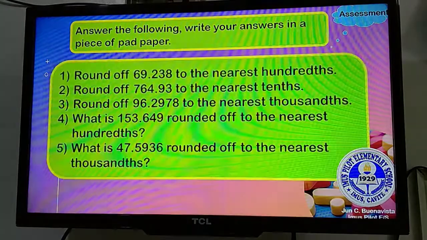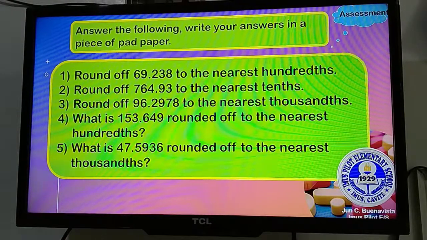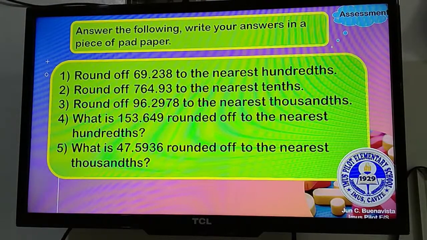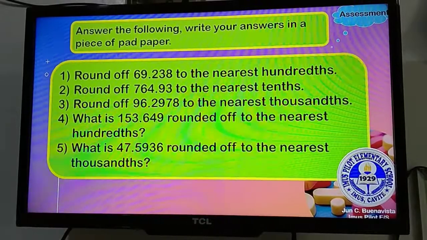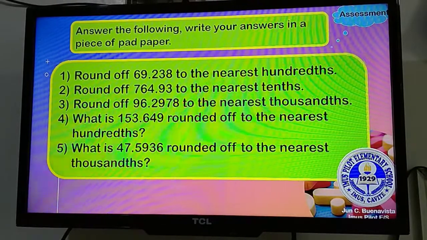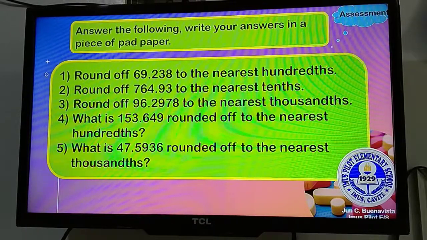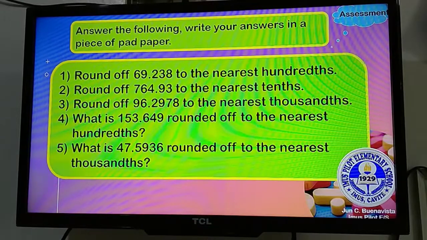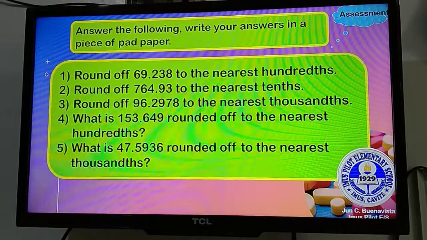Okay? So, number 1 to 5, it is all about the rounding decimal numbers. So, number 1, round off 69 and 238 thousandths to the nearest hundreds. So, hanapin yung nearest hundreds dyan. Number 2, round off 764 and 93 hundredths to the nearest tens. O, tens lang. Round off number 3, 96 and 2,978 ten thousandths to the nearest thousands.